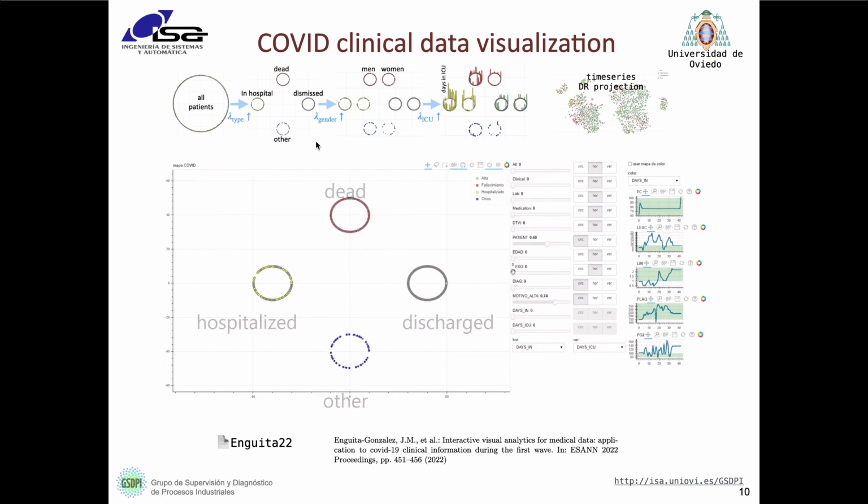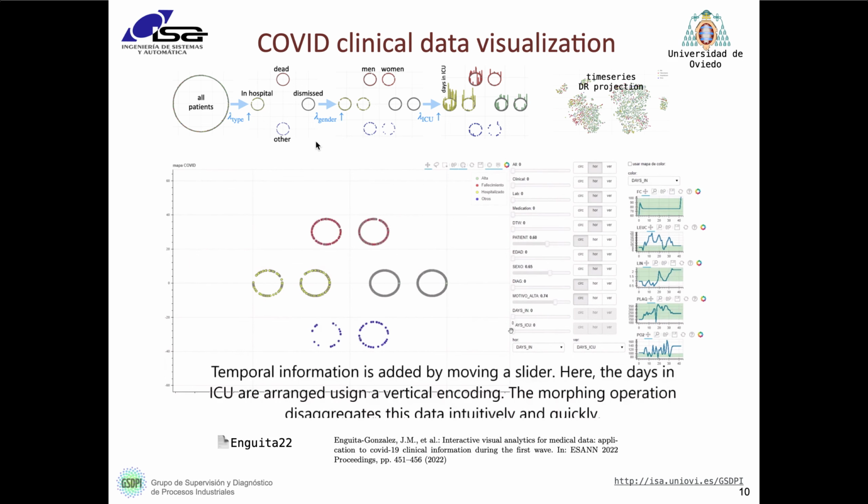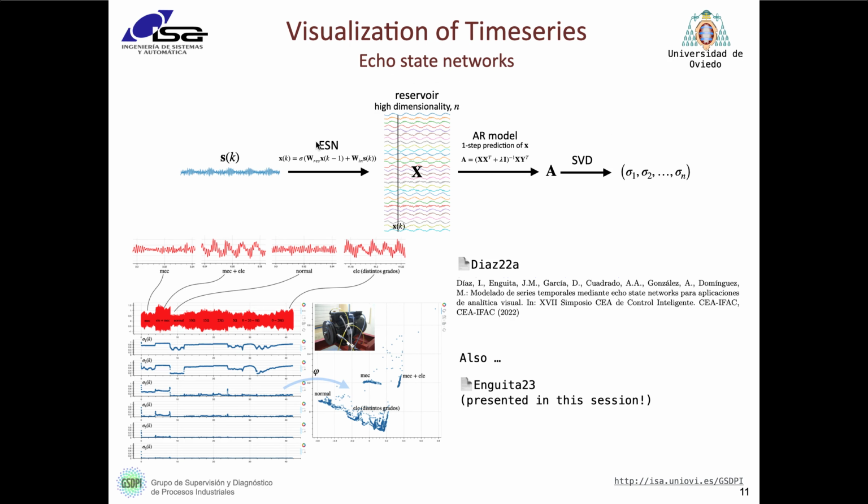We also proposed a way to visualize time series using echo state networks. The echo state network reservoir produces a large number of dynamic modes nonlinearly related to the input time series. A simple autoregressive prediction model on this high-dimensional space has been found to characterize the time series. A linear projection of the singular values of the autoregressive matrix was found to visualize the dynamical states of a motor out from complex vibration data.